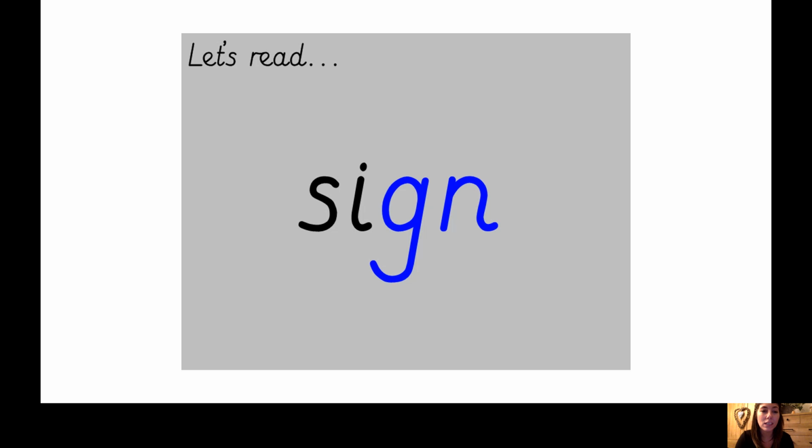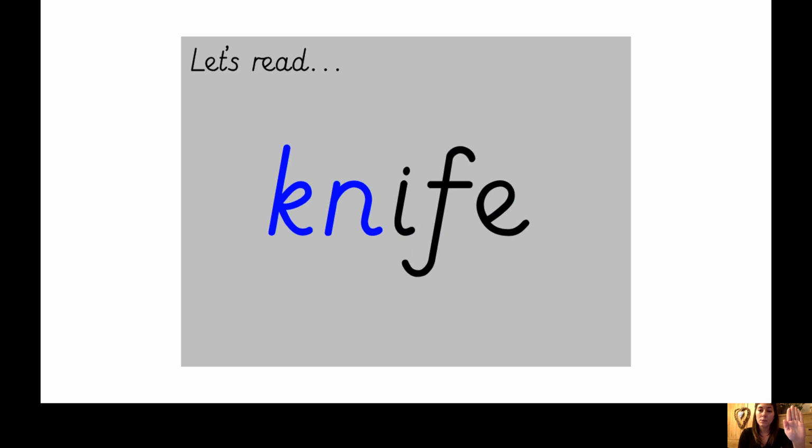Good job, everybody. That G and the N working together to make that sound at the end of the word this time. Let's hear that sound talking. I wonder if we could do our robot voice. Are you ready? Knife. Which 2 letters are making the sound? That's right, it's the K and the N. They are saying n. Good job, everybody. So we've got the word knife here with our digraph KN.